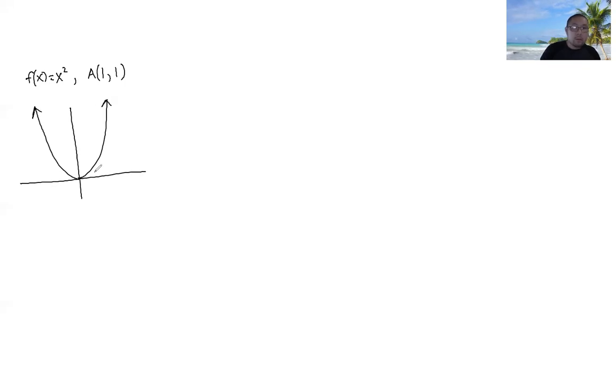Okay? And let's say it was right here, at 1, 1. We wanted the tangent line here. This is your tangent line. Now I'll fill in everything else to make sure it's familiar. And then this is f of x, x squared. Cool. This point is A at 1, 1.